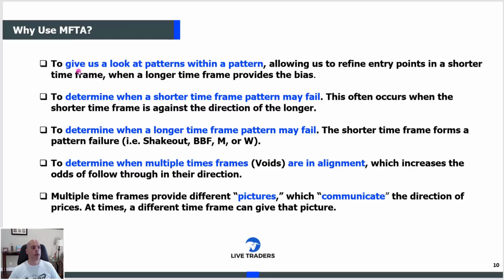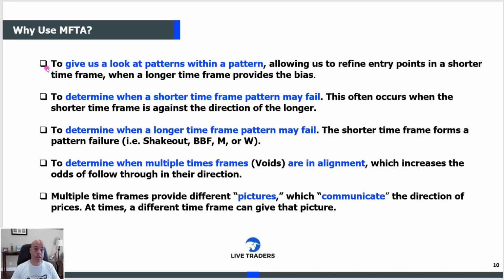Okay? Multiple time frames gives us a look at patterns within a pattern, right? Allowing us to refine our entry points in a shorter time frame when the longer time frame provides the bias. Guys, sometimes you look at something and you go, man, I'd really like to get on that, but I don't see a pattern. And you're looking at the 15-minute. Well, if you drill down to the 2-minute, you might find an entry on that. So it's a pattern within a pattern, okay?